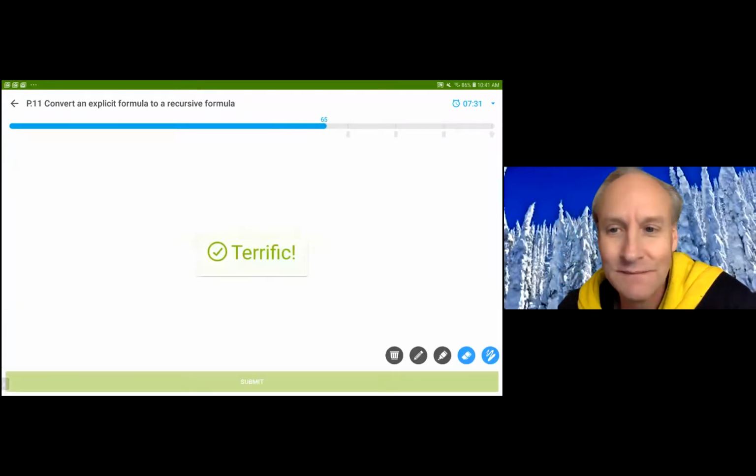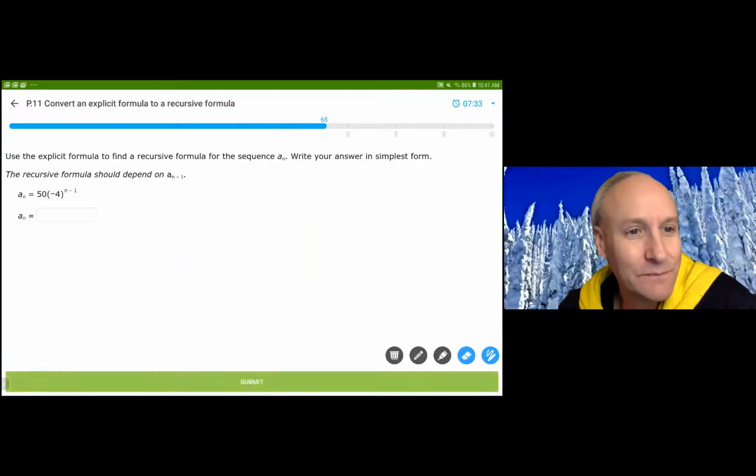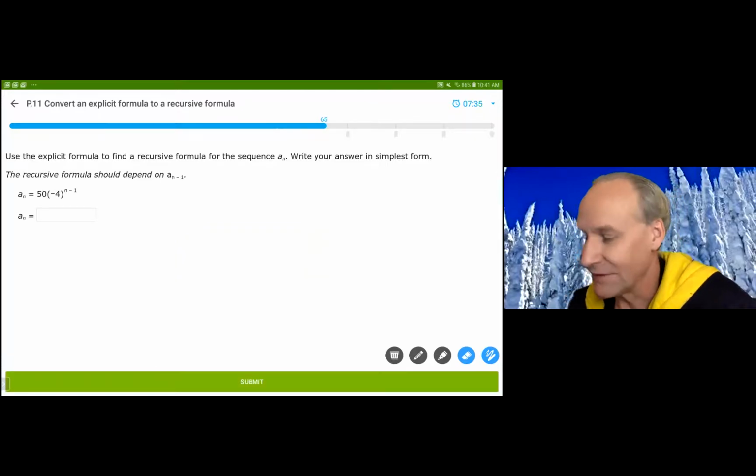All right. Next one. Geometric. Okay, so here's our geometric. Now there's a couple of things. This one's a kind of a tough one too.